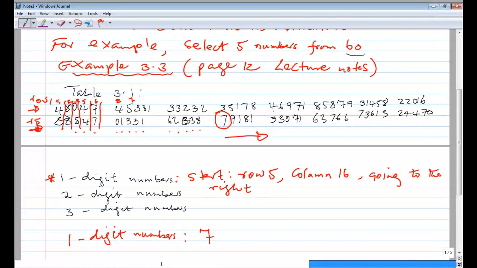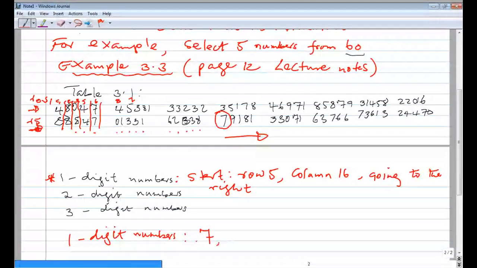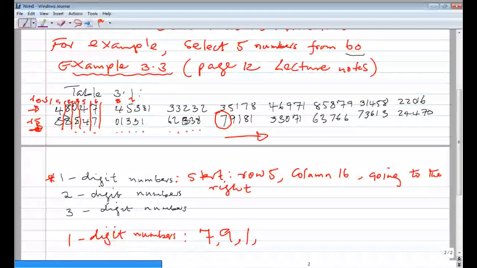We remember we're selecting 5 numbers from 60 in table 3.1. So the first number now is 7. The next one is what? 9. It's 9. Thank you very much. The next one? 1. It's 1. Okay. The next one? 8. It's 8. Thank you. Following one?